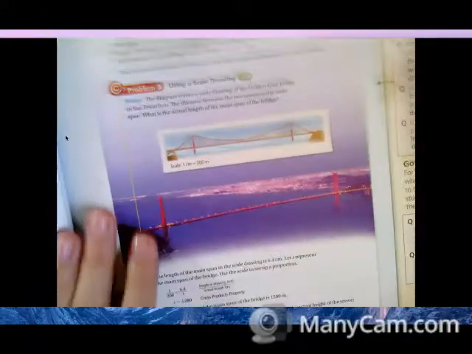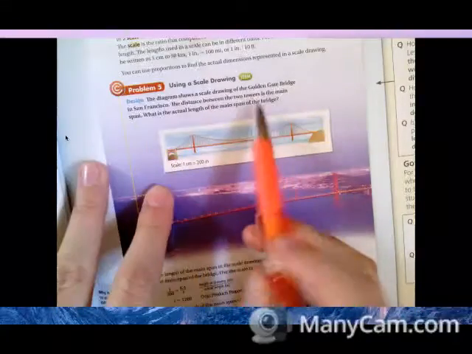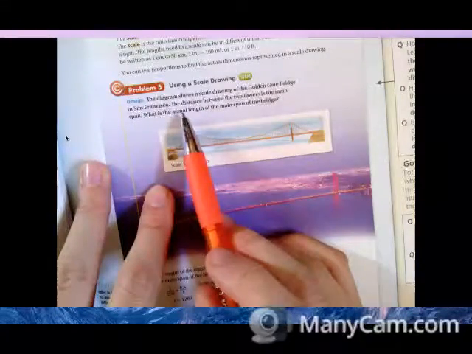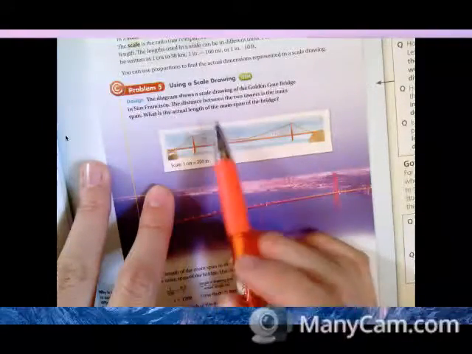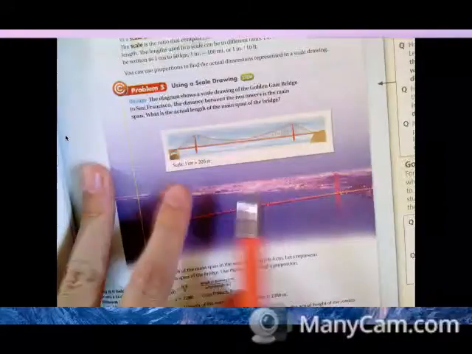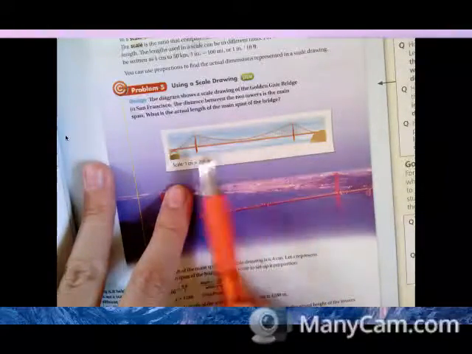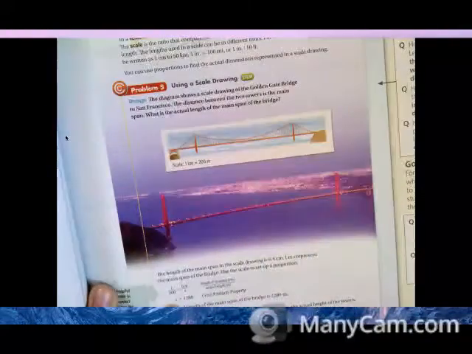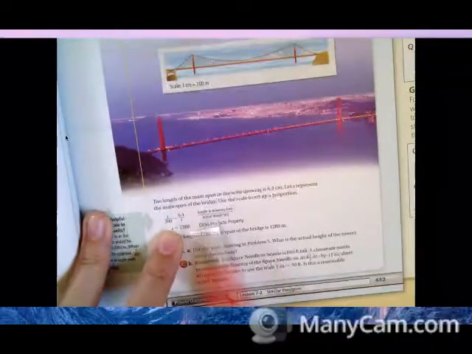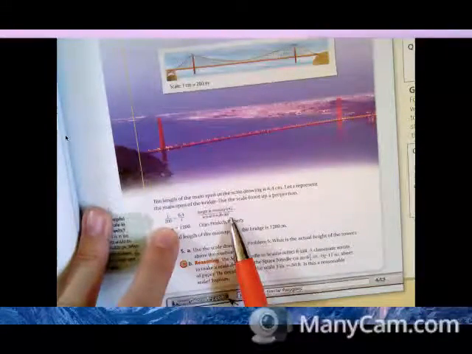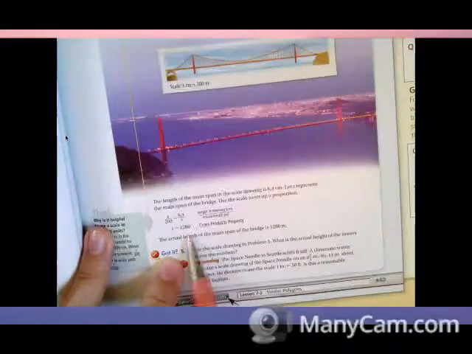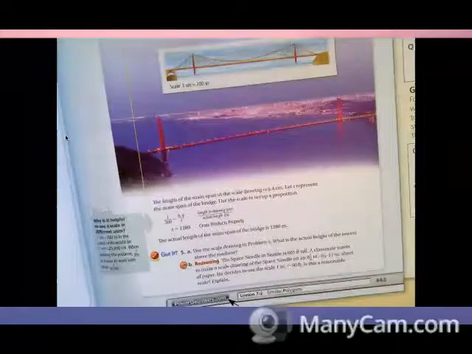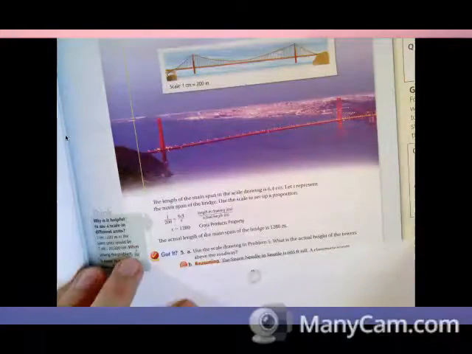Alright, and then number 5. The diagram shows a scale drawing of the Golden Gate Bridge in San Francisco. The distance between the 2 towers is the main span. What is the actual length of the main span of the bridge? So we see that 1 centimeter is 200 meters. So the length of the bridge is 6.4 centimeters. So we did the length of the drawing over the actual length, and when we solve for s, it's 1,280 meters. So try got it, letter A.